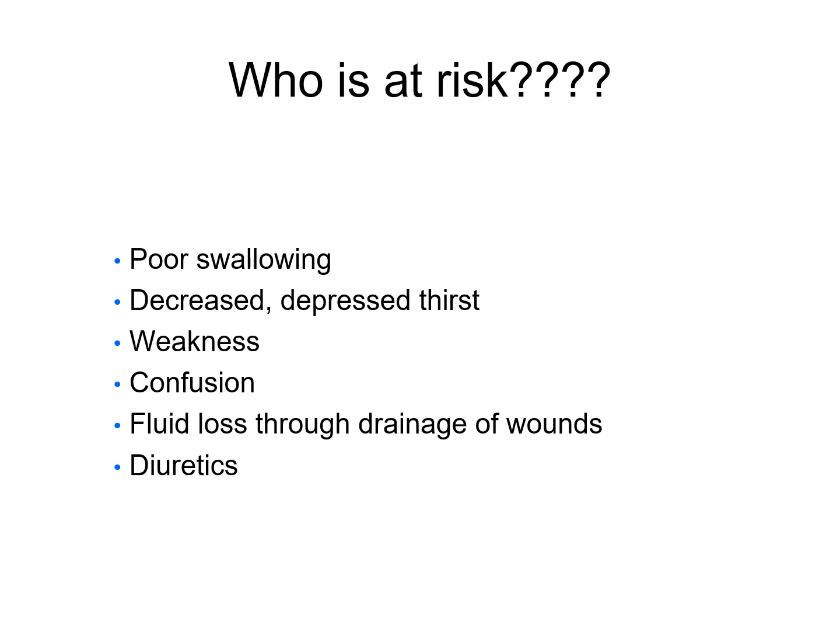Decreased or depressed thirst, we've already talked about it. Weakness, confusion, fluid loss through drainage of wounds, we just talked about that. But diuretics, guys, we give diuretics to decrease volume in the body. We give it to pull fluid out so that the patient can pee it out. That's what a diuretic is going to do. But we have to be very careful. If we're in overload and we give a diuretic, they can go to deficit. We've pulled too much volume off of them, and then we need to give them some volume back.